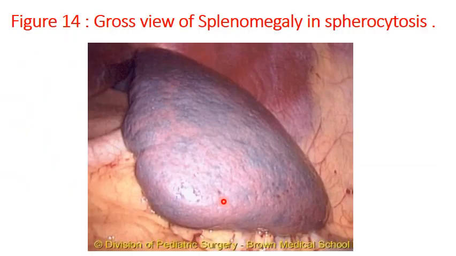This is a spleen of a patient with spherocytosis. This huge splenomegaly, very severe enlargement of the spleen, can be caused by hereditary spherocytosis. The treatment of choice for such a patient is removal of the spleen.